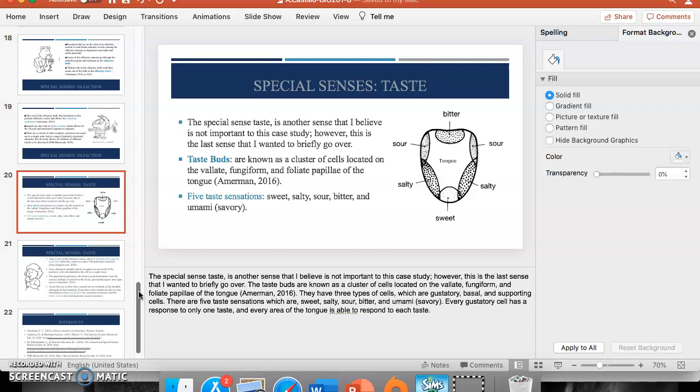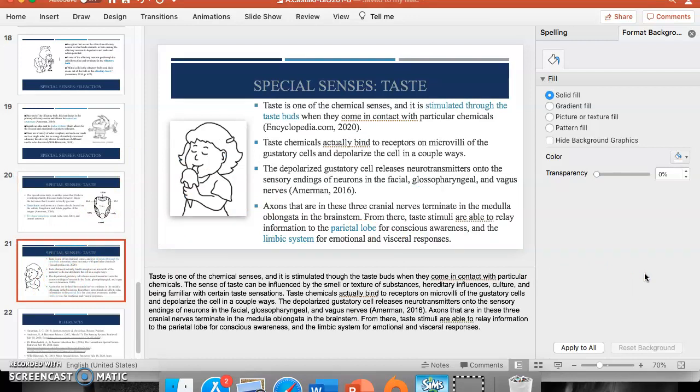There are 5 taste sensations, which are sweet, salty, sour, bitter, and that last one, savory, most of you know by. Every gustatory cell has a response to only one taste, and every area of the tongue is able to respond to that taste. So obviously that's why when we're eating food, we are able to physically taste the type of food that we have with all of these sensations.